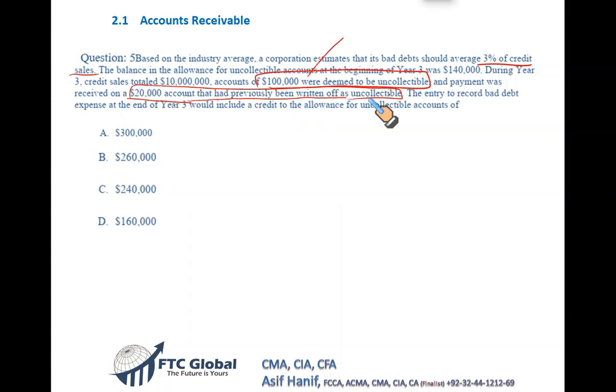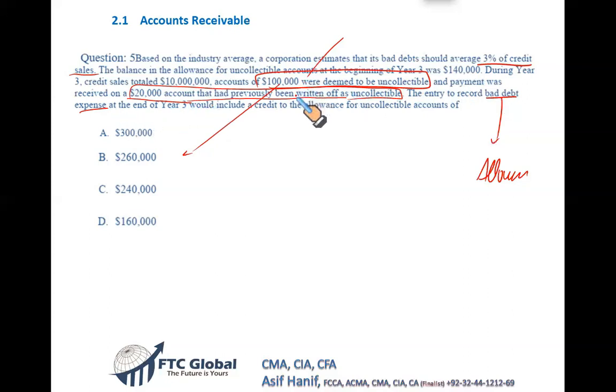Now, what we're going to do is the entry to record the bad debt expense. Please remember, this bad debt expense is the estimated bad debt. There is a very massive difference between the bad debt expense and the bad debt actually written off. Bad debt expense is pointing you towards allowance, and bad debt written off is the actual bad debt during the period. Now, the question clearly tells you to record the bad debt expense.